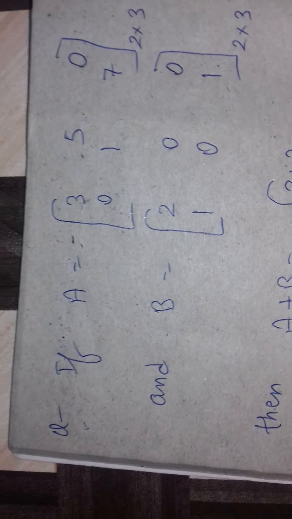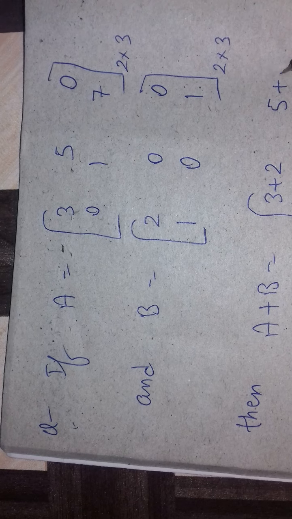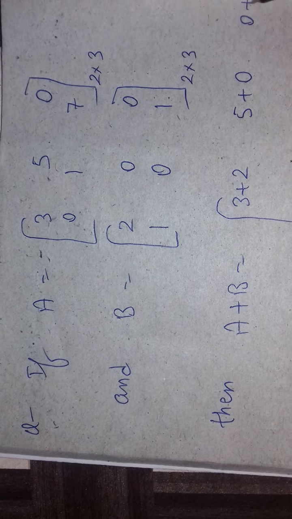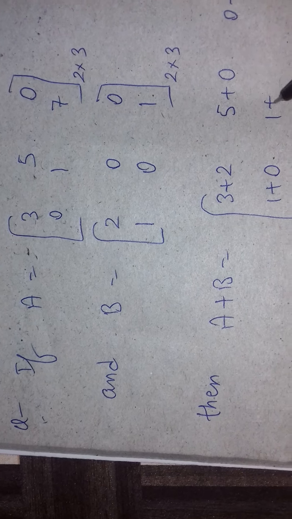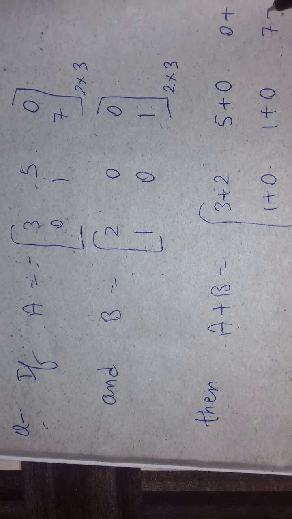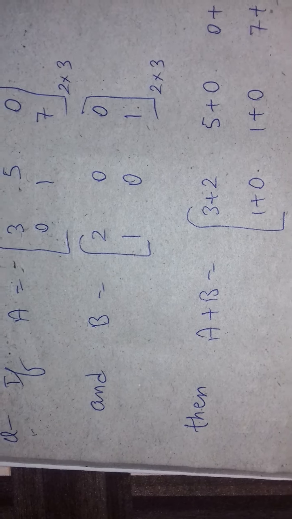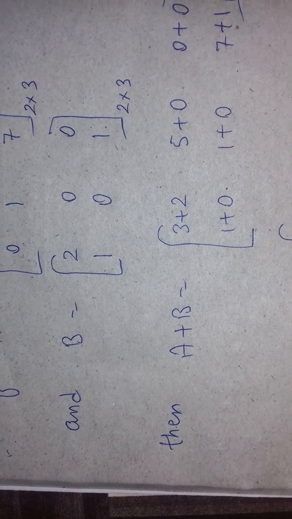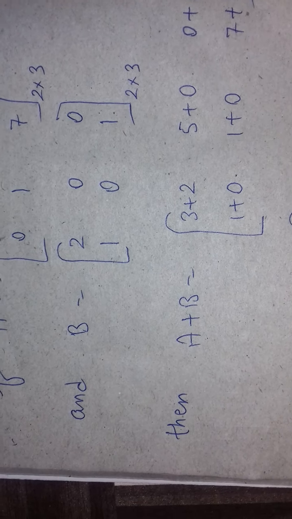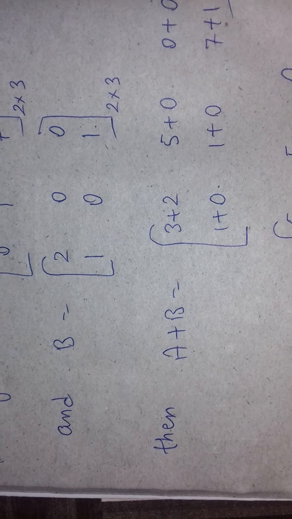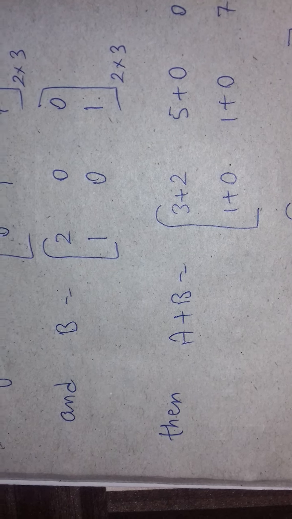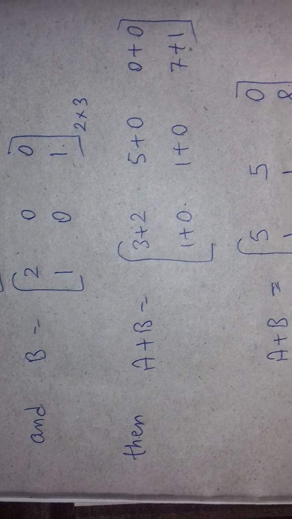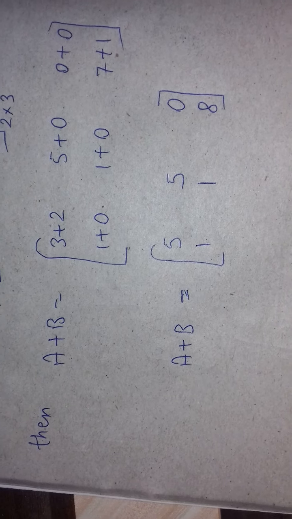3 plus 2, 5 plus 0, 0 plus 0, 1 plus 0, 1 plus 0 and 7 plus 1. So this will be your 5, 5, 0, 1, 1 and 8. So this is your addition of matrices.